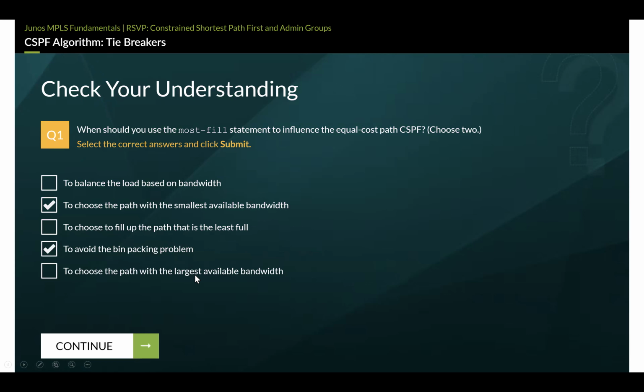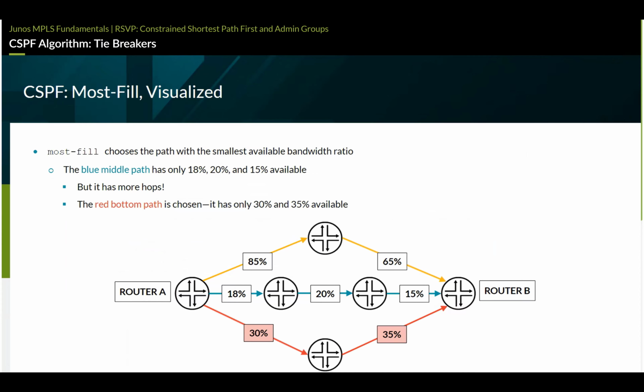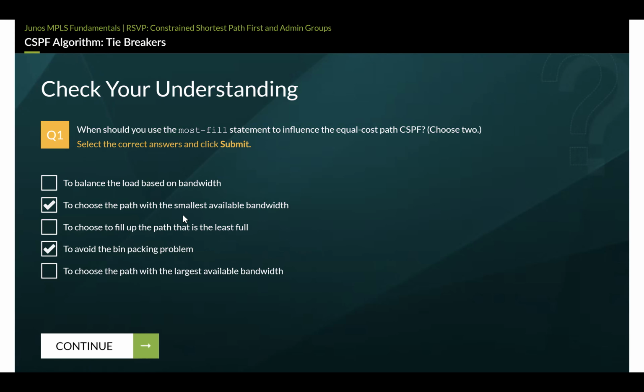Okay, then we know what is the least fill and what is the most fill. Most fill is the smallest available bandwidth ratio, and least fill is the highest available bandwidth ratio. And if you see the topology, you have to consider two options. One is hop count, and another one is equal cost.